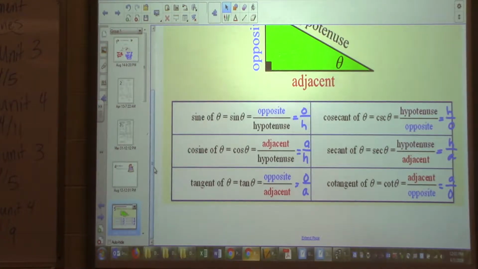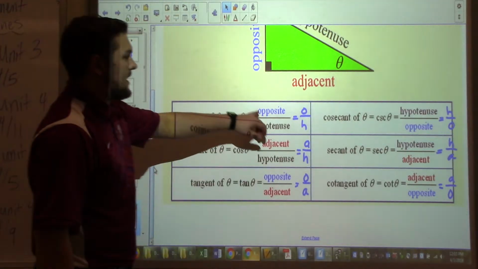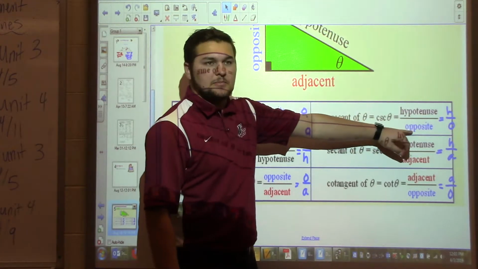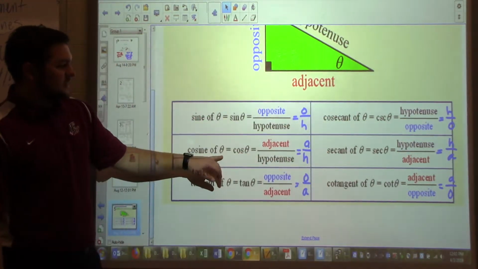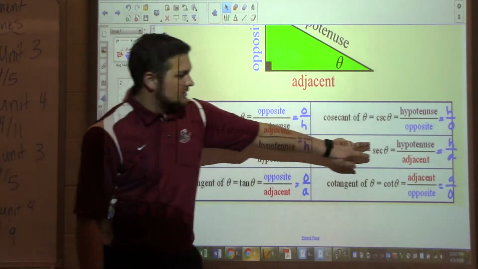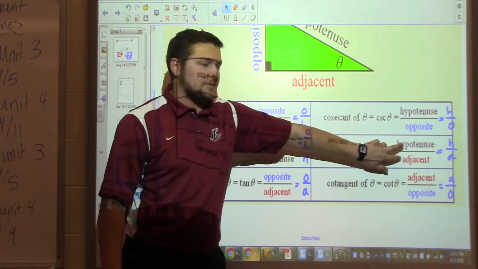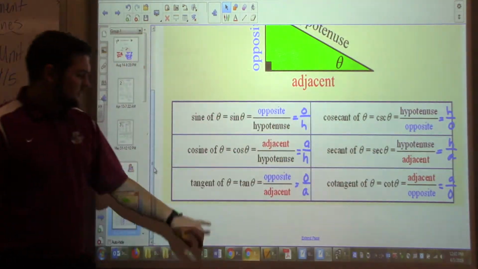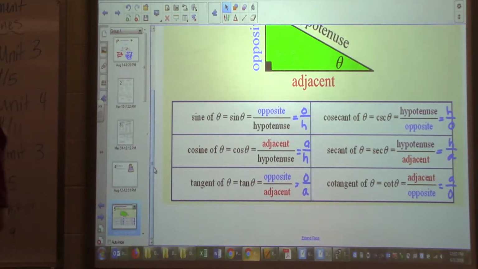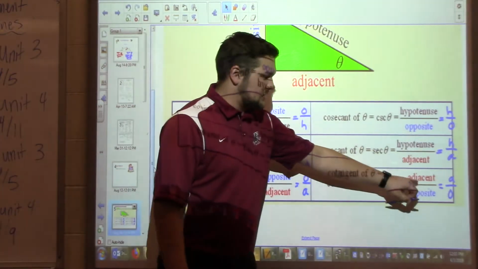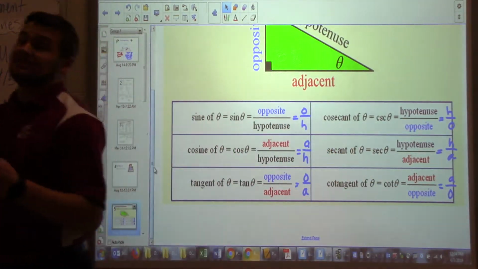The cosecant is the reciprocal of the sine. So instead of opposite over hypotenuse, it's now hypotenuse over opposite. Secant is now the reciprocal of cosine. Right? Instead of adjacent over hypotenuse, it's hypotenuse over adjacent. And cotangent is the reciprocal of tangent. Right? Flipped over, instead of opposite over adjacent, it is now adjacent over opposite. So now you have 6 of them that you have to deal with.